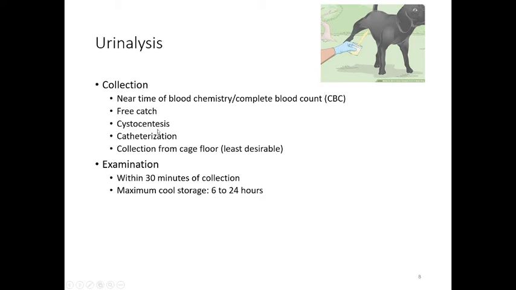With a cystocentesis, that means that we're taking a needle and putting it through the abdomen, directly into the bladder, and collecting urine directly from the bladder. This eliminates contamination from the outside or from going through the rest of the urinary tract. So it can tell us if we have bacteria that is living in the bladder itself.